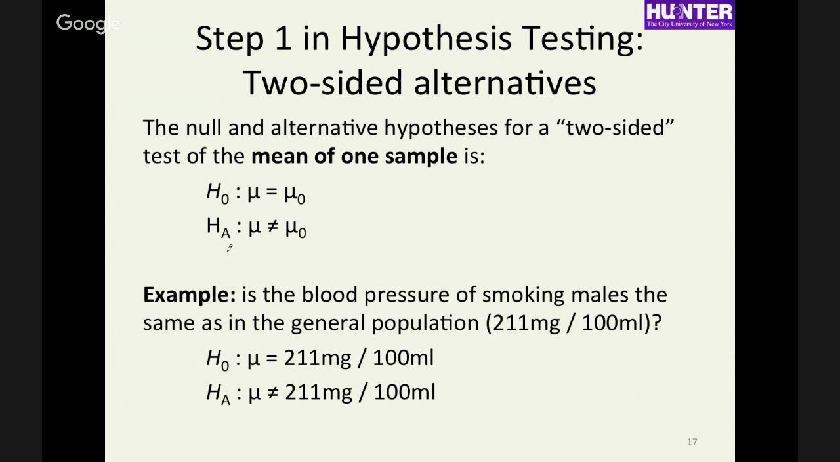For example, is the blood pressure of smoking males the same as the general population? The general population is 211 milligrams per 100 mLs. This is how you would write out your null hypothesis and your alternative hypothesis.